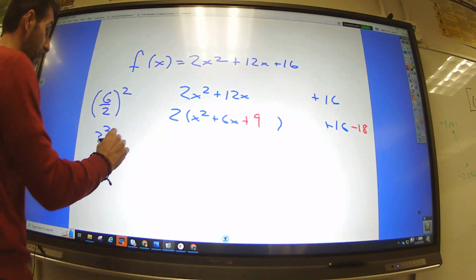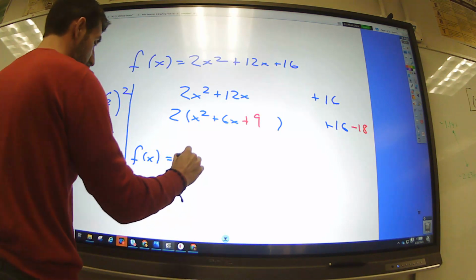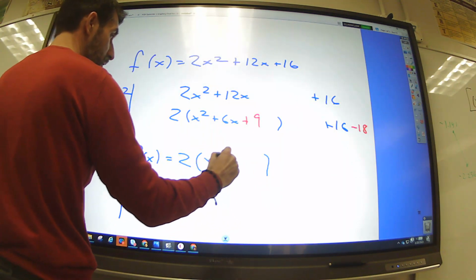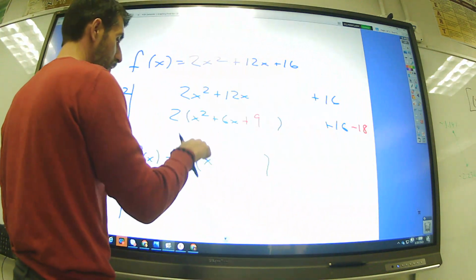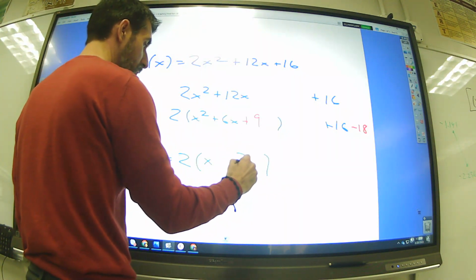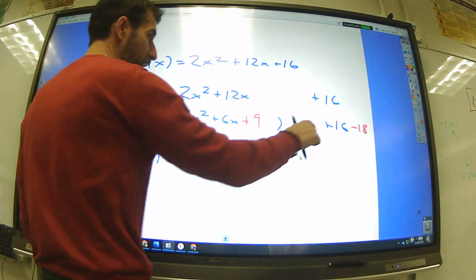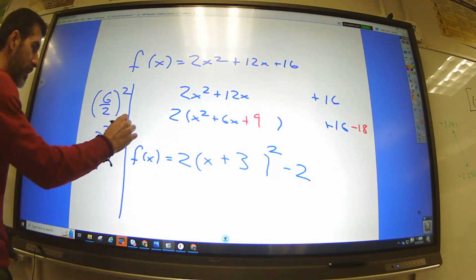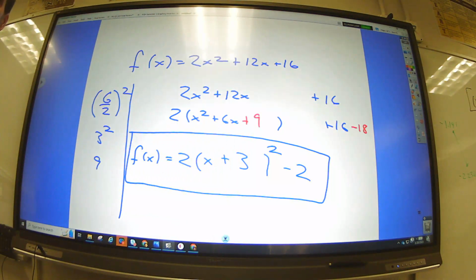So, as we write this out now, my vertex form is now f of x equals 2. I completed the square, right? So this is x, square root of x squared is x, square root of 9 is 3. Put my little square there, add it, and then 16 minus 18 is negative 2. And then this is going to make it easier for me to graph. 2 times x plus 3 squared minus 2. Any questions on how I got that?